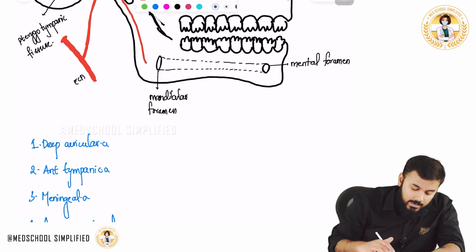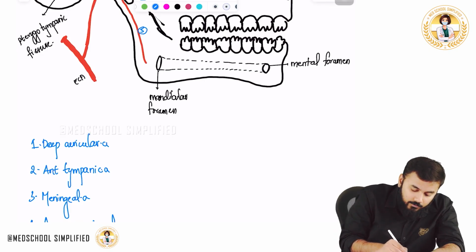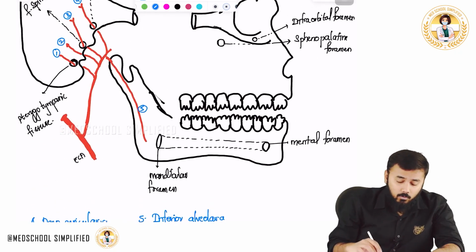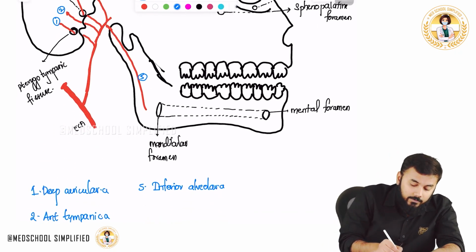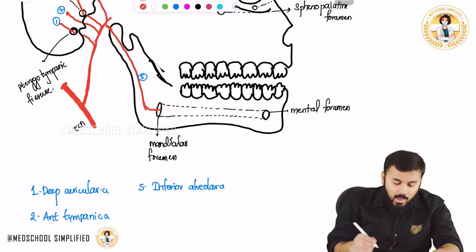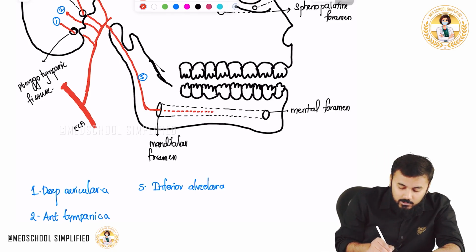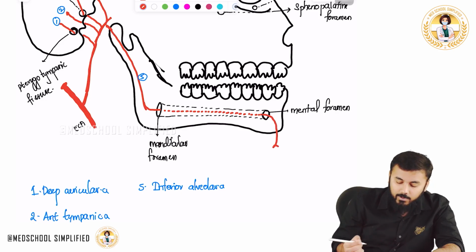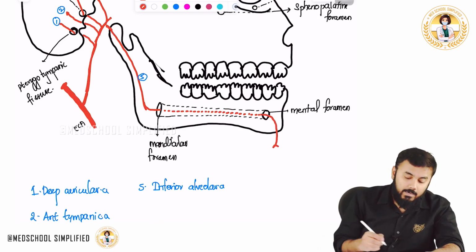What is this artery? Artery number 5. Let me write it as artery number 5. So artery number 5 is called your inferior alveolar artery. Now what will happen with this inferior alveolar artery? It enters into a foramen called mandibular foramen. After entering inside, this will pass within the mandibular canal, and once it comes out of your mental foramen, this artery is now called mental artery.